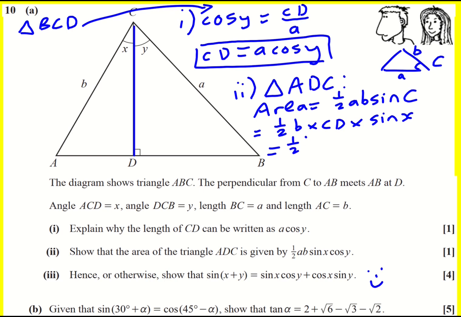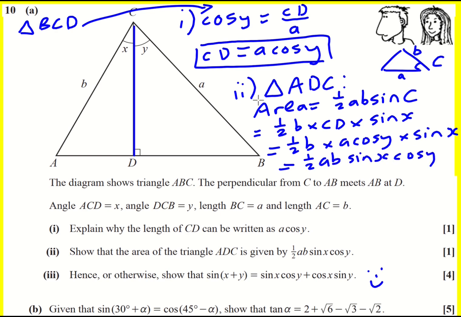Now I can use this result from part 1. So CD is actually going to be A cos Y. Okay, and actually that's everything we need. It's going to be a half AB sine X cos Y.